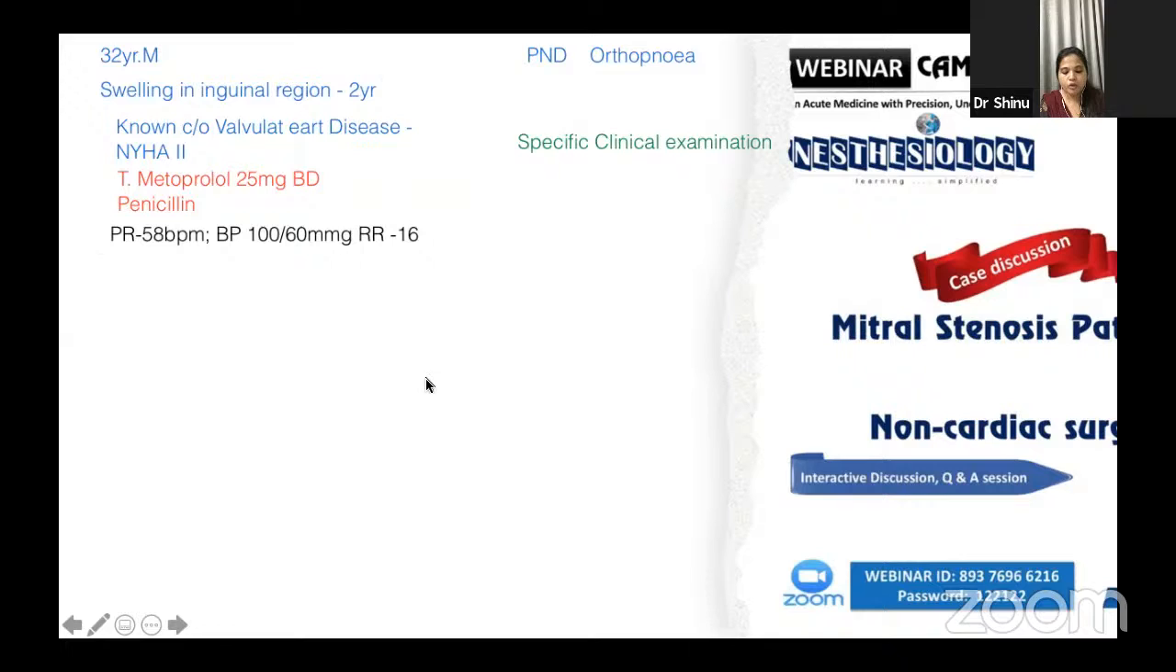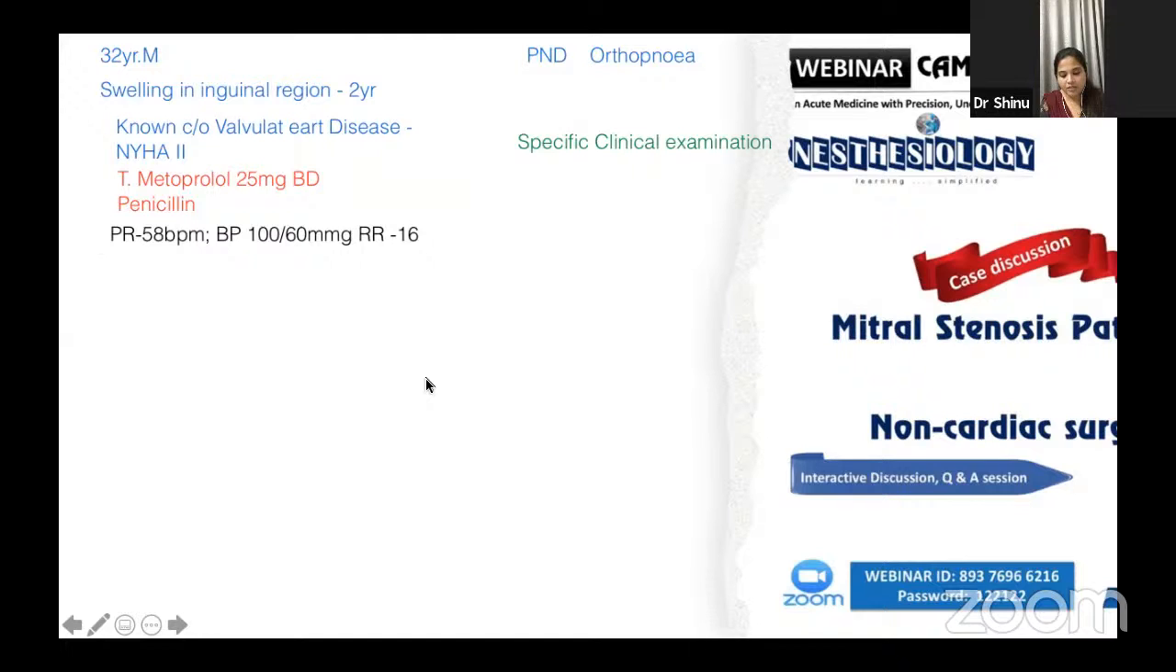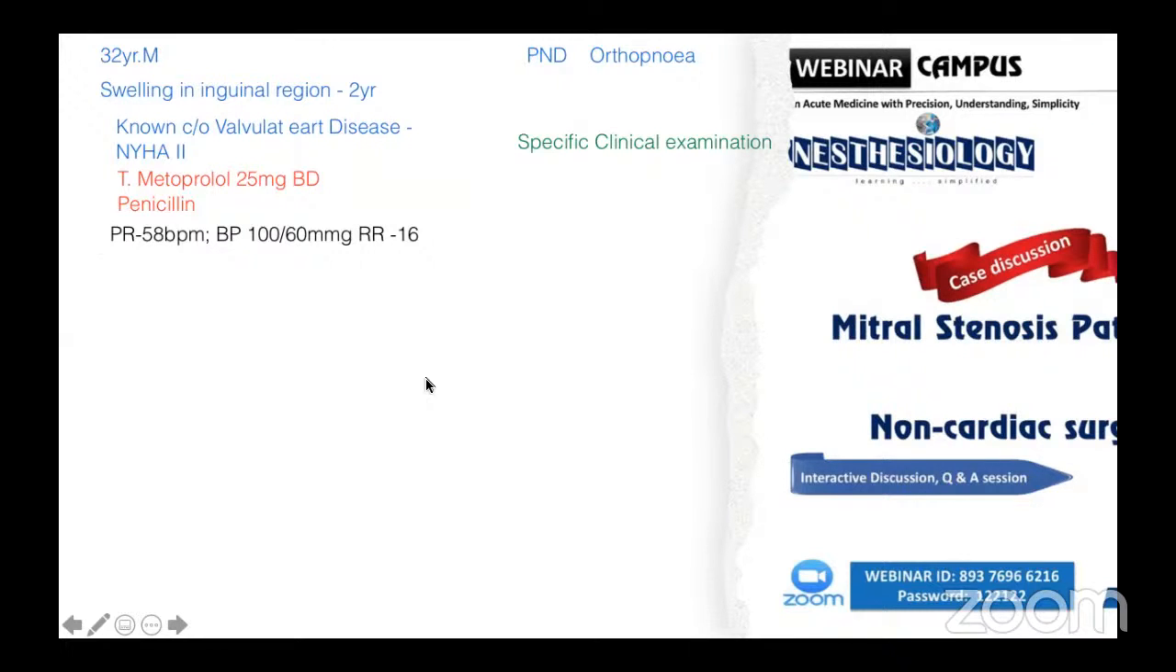On percussion, the left border of the heart corresponds to the apex beat and the right border of the heart corresponds to the right sternal border. And on auscultation, in the mitral area, there is a loud first heart sound, and there is an opening snap after the second heart sound, and a low pitched rough rumbling mid-diastolic murmur, grade 4/6 with presystolic accentuation, best heard in the left lateral position.